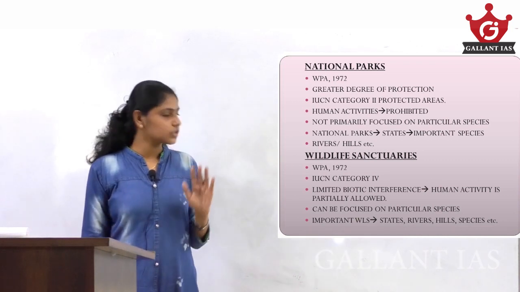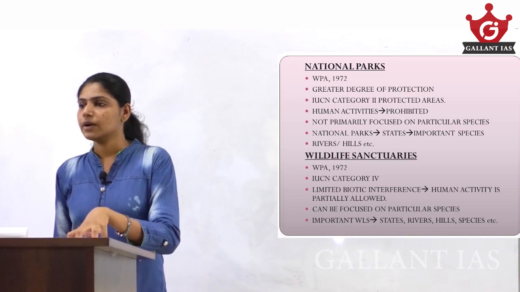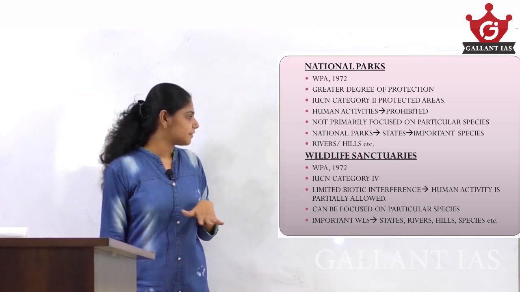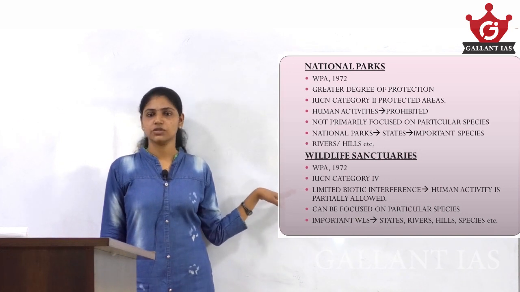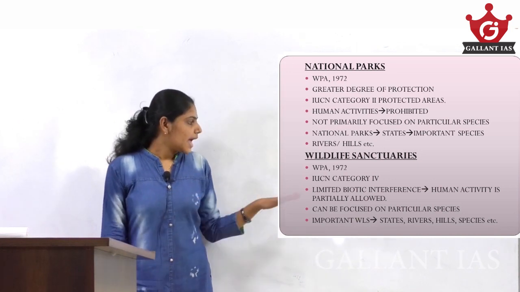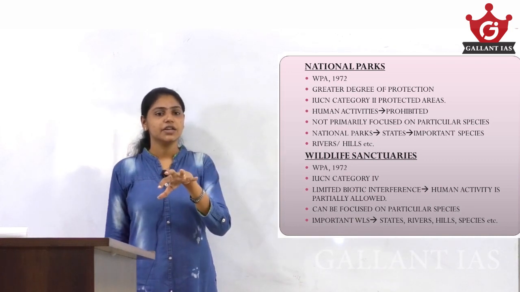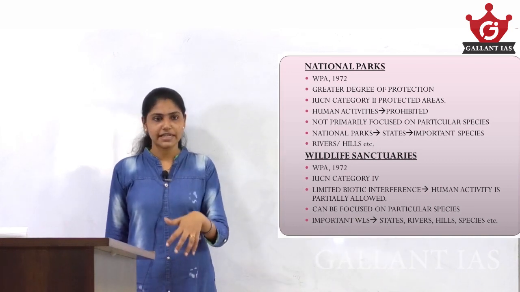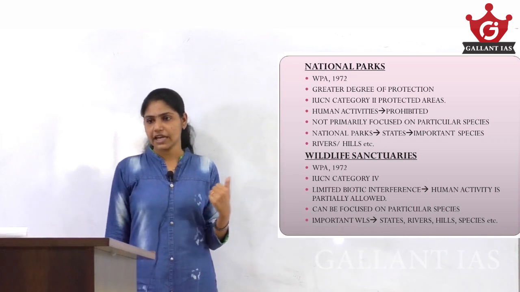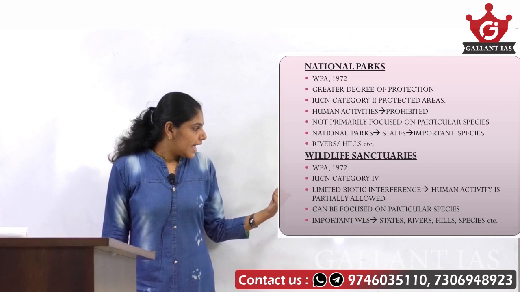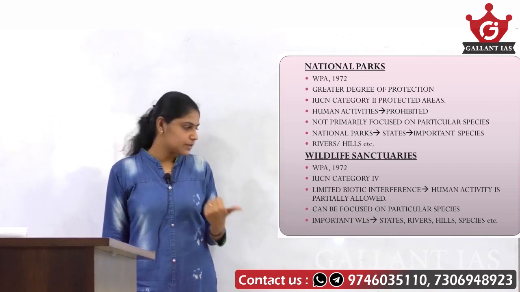Coming to wildlife sanctuaries, both wildlife sanctuaries and national parks are under the ambit of the Wildlife Protection Act of 1972, and wildlife sanctuaries are IUCN category 4. And here in wildlife sanctuaries, limited human interference is allowed. That is, human activities are partially allowed in wildlife sanctuaries. And it can be focused on particular species conservation.